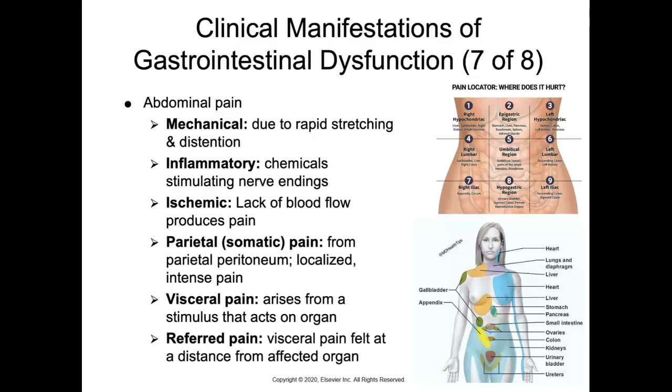Next, we have parietal or somatic pain, and this tends to come from the parietal peritoneum. Remember, that's the lining of the abdomen, and it is essentially letting us know that this pain is coming from the organ itself. So it's a localized, intense pain.